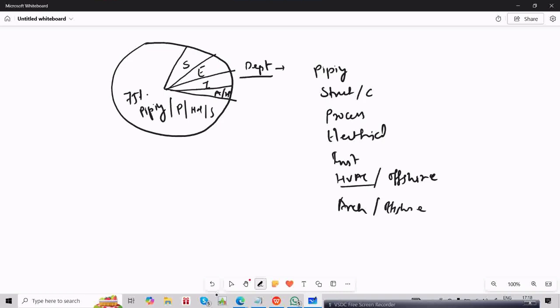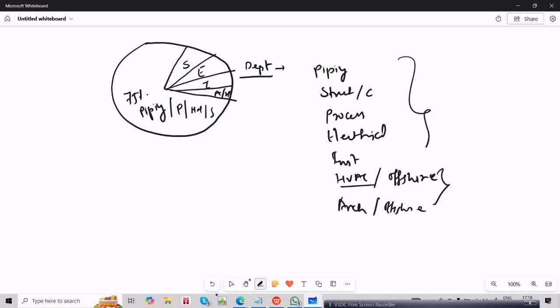Okay, so this comes in your accommodation part and all those things. Then you will have this architecture and HVAC job. The remaining ones are the main core departments you have.